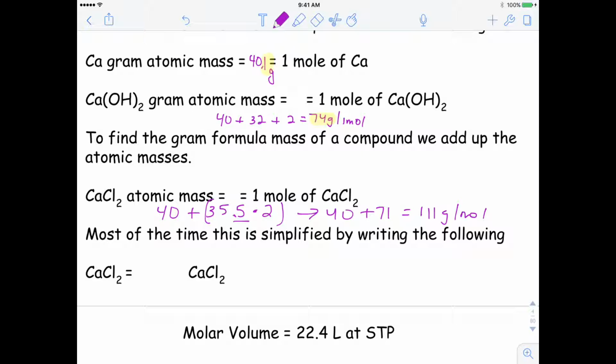Most of the time, we're just going to write this, for calcium chloride for example, as 111 grams mole negative 1. Same thing, we would say this could be 111 grams per mole. The IB hates this. They want you to write this.